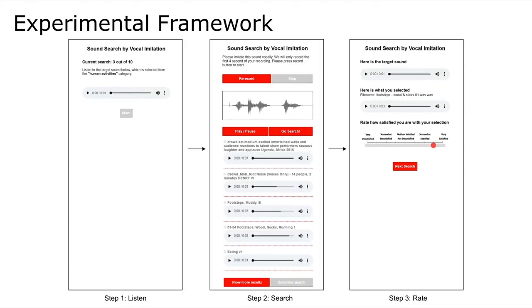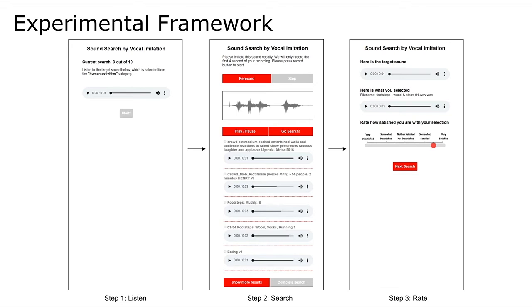To make quantitative comparisons between Vroom and TextSearch, we designed an experimental framework that wraps around each search engine. The framework guides each subject to make 10 searches. Each search takes 3 steps. In step 1, the subject listens to a reference sound that is randomly chosen from a category. The category's name is visible while the keywords of the sound are hidden. This sound will be the target sound to search.